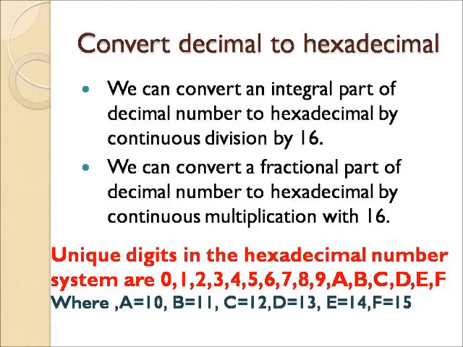If you want to convert an integral part of the decimal, you do continuous division by 16. When you want to convert a fractional part of the decimal number to hexadecimal, we do continuous multiplication with 16. Okay, is it clear?